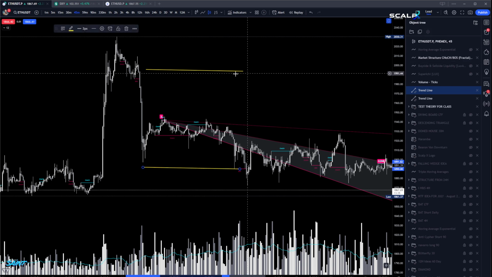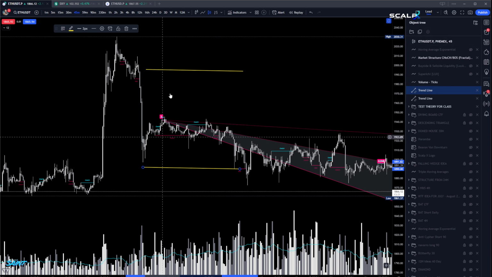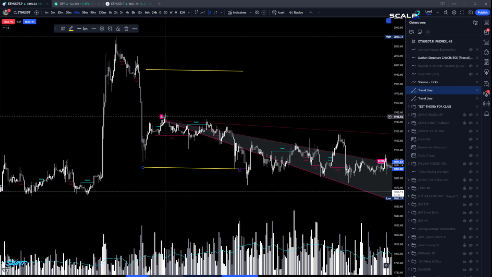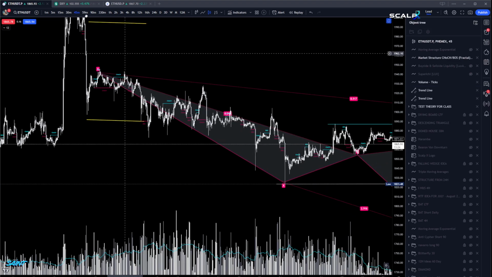Inside there. So I'm inside. This now becomes an internal structure. So this is my first high. So this is where my X comes from. So that's why I'm marking that out from there.